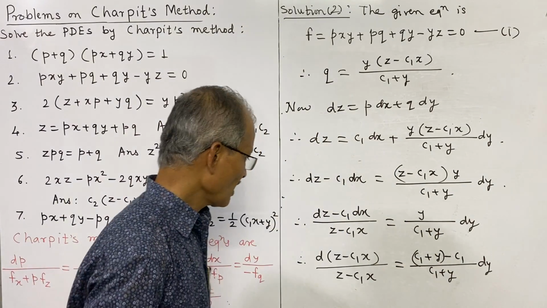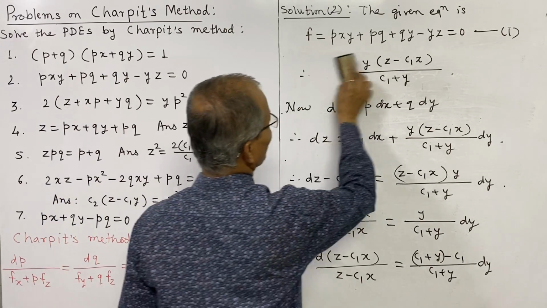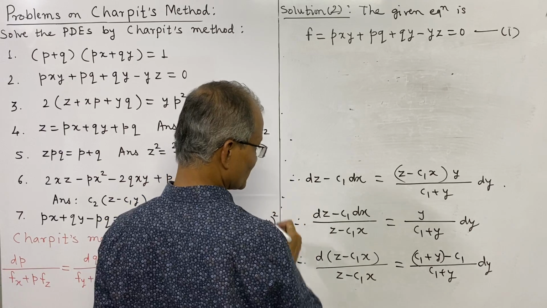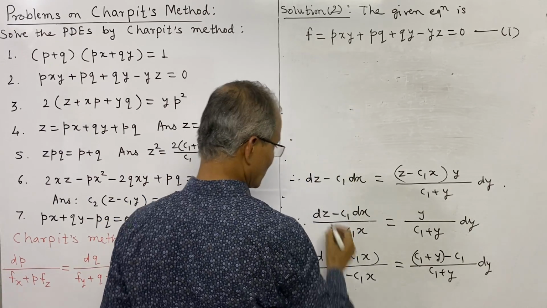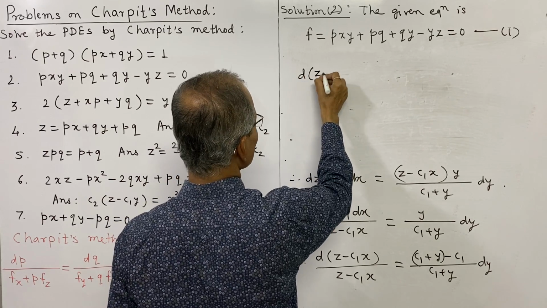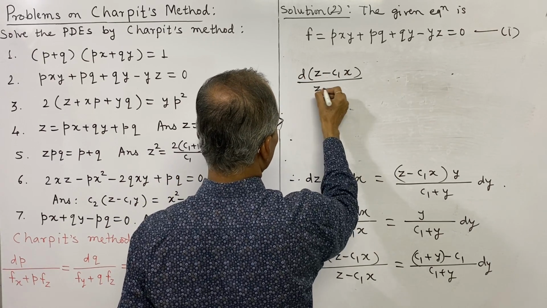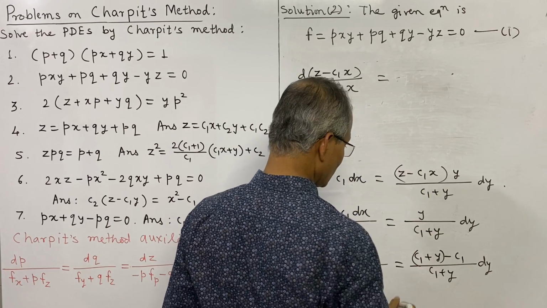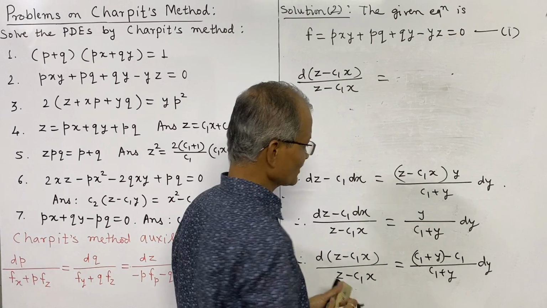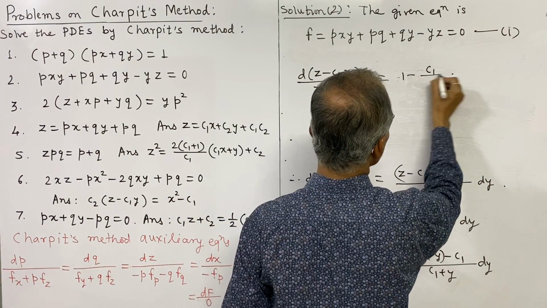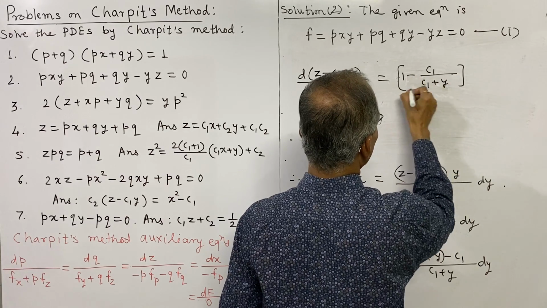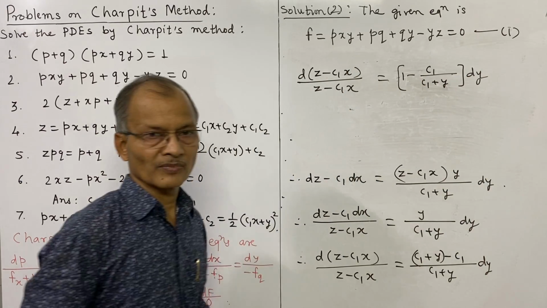You verify this. And next, the left side as it is, and that is equal to the right side, which I shall write. So the left side is as is, and the right side is, this is a separation, it is 1 minus, verify this, 1 minus c1 divided by (c1 plus y) times dy. Now it is easily integrable.